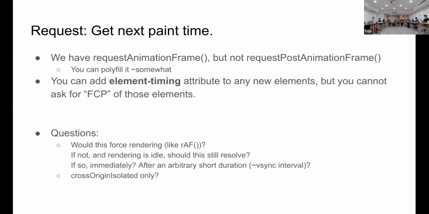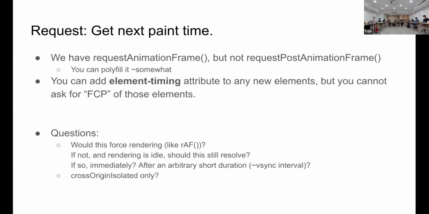Here are the types of requests we tend to hear. Request number one is: just let me get the next paint time. This is an important paint. I've put a bunch on the page, just get me the next paint time. So we have the requestAnimationFrame API in the web platform. This gives you the start of rendering and you can measure that. But we do not have a request post animation frame. You don't know when you're done doing rendering work. I showcased ways you could polyfill it, but they're not great. They overestimate time.